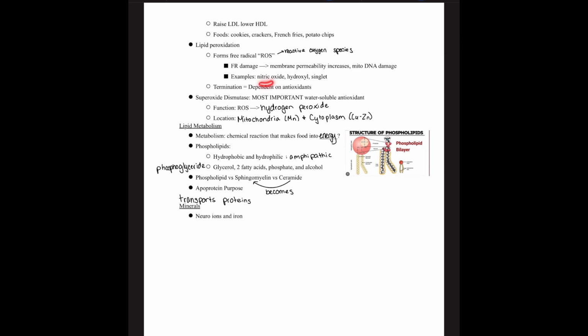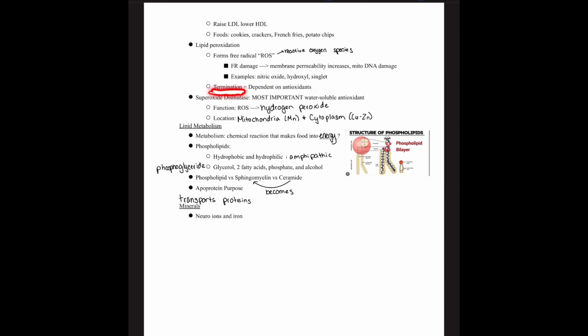So different processes in our body are going to produce some different types of free radicals. We need these processes to occur for energy production, but you might get these free radicals forming, so we need to get rid of them.